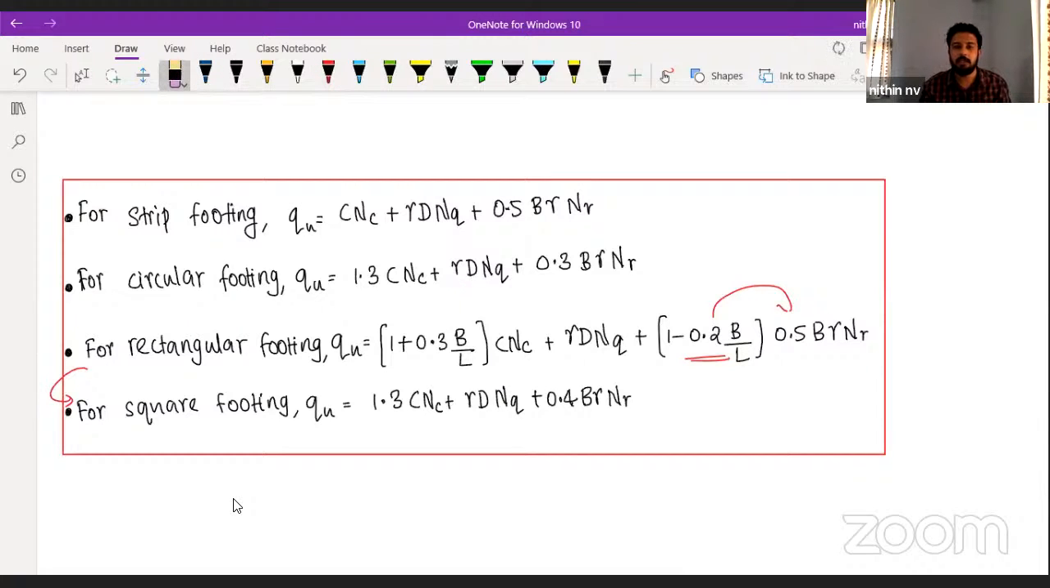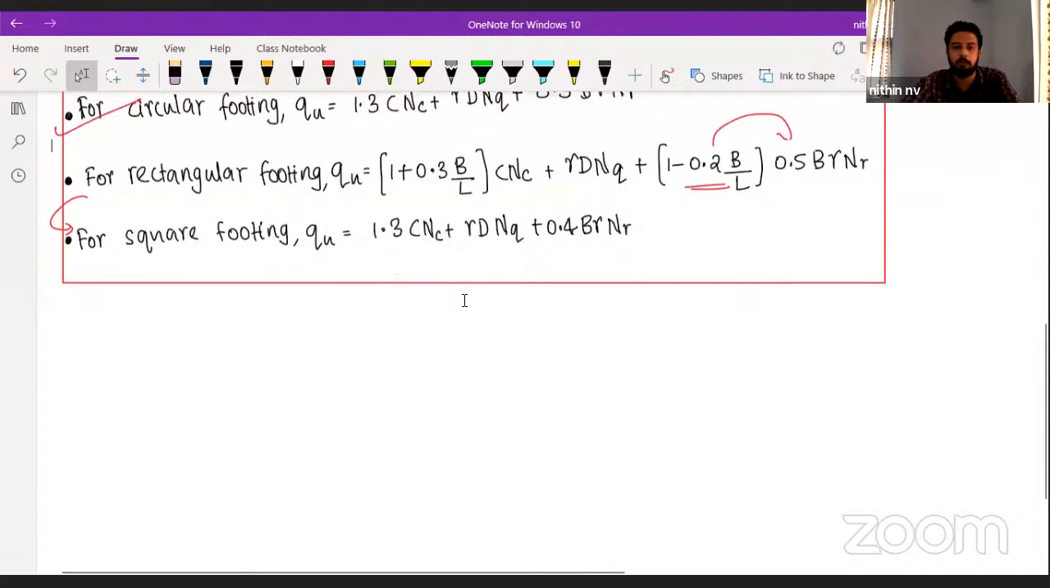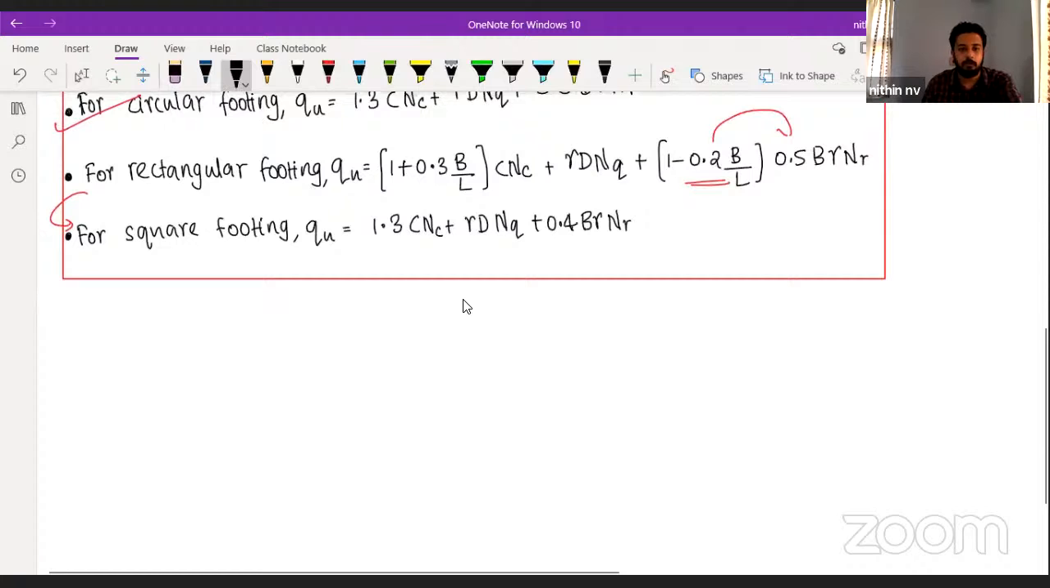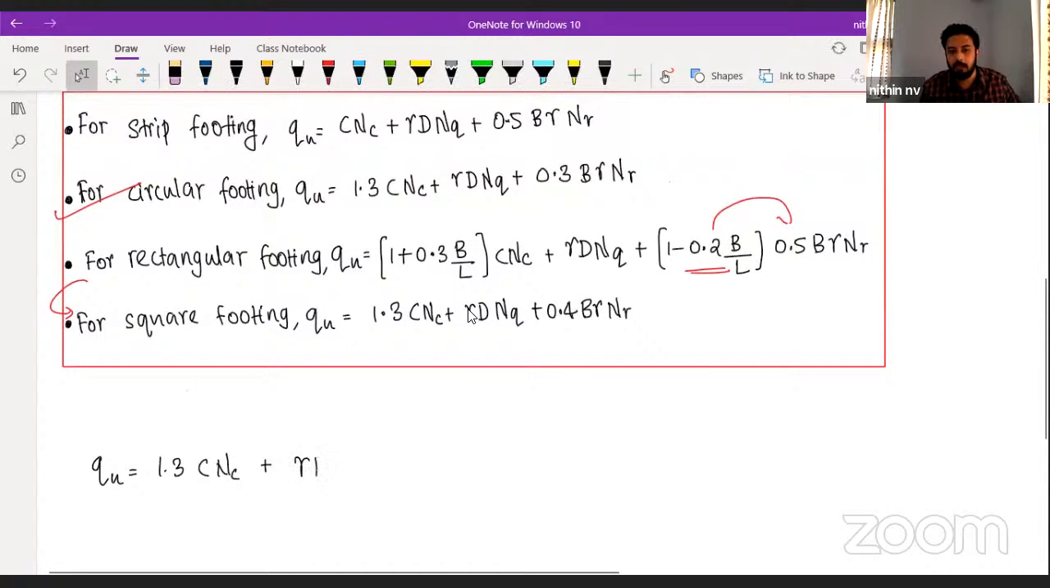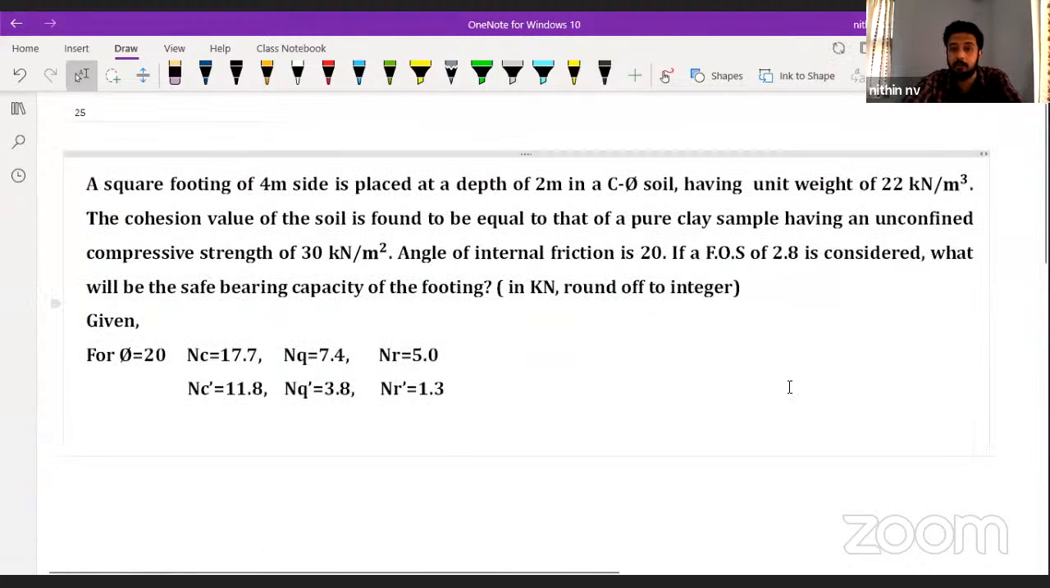Now here they are asking us for a circular footing, so we have to use the second equation, 1.3 c Nc plus gamma D Nq, that one. So qu is equal to 1.3 c Nc. Now tell me what value you have substituted for Nc and c. What value are you going to substitute for c and Nc? That is the only thing we have to discuss here. All other things we can easily calculate. c is equal to, how much have they given?